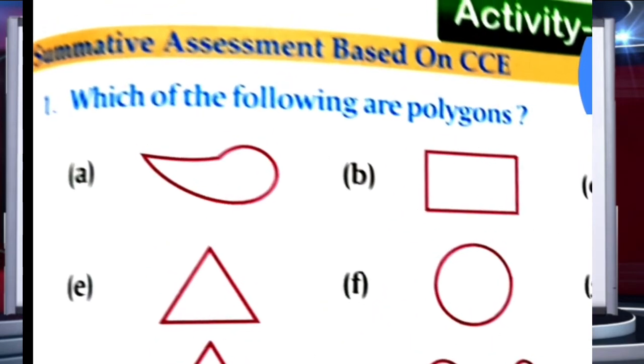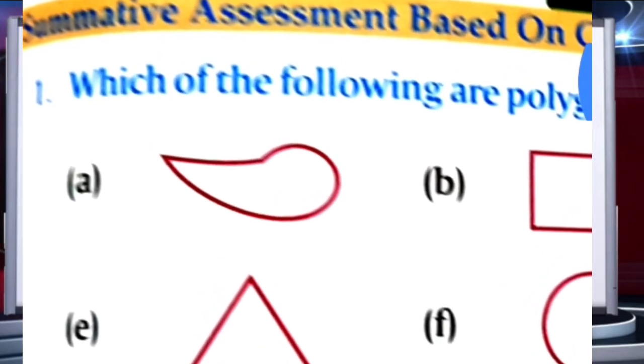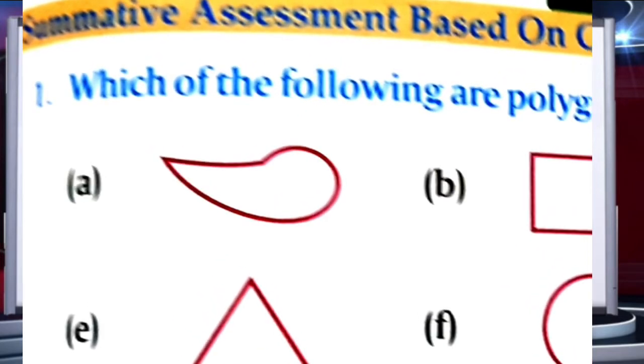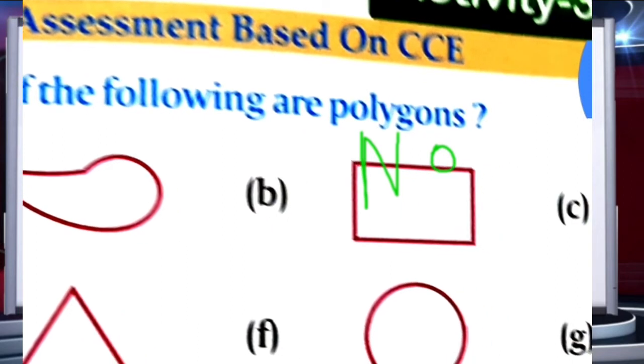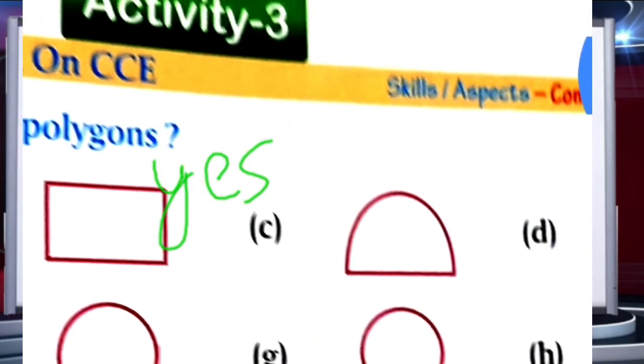But here in figure 1, you can see it is not a straight line, here it is a curve. So this is not a polygon. You will write no here. Second one, you can see 4 straight line segments, so it is a polygon.